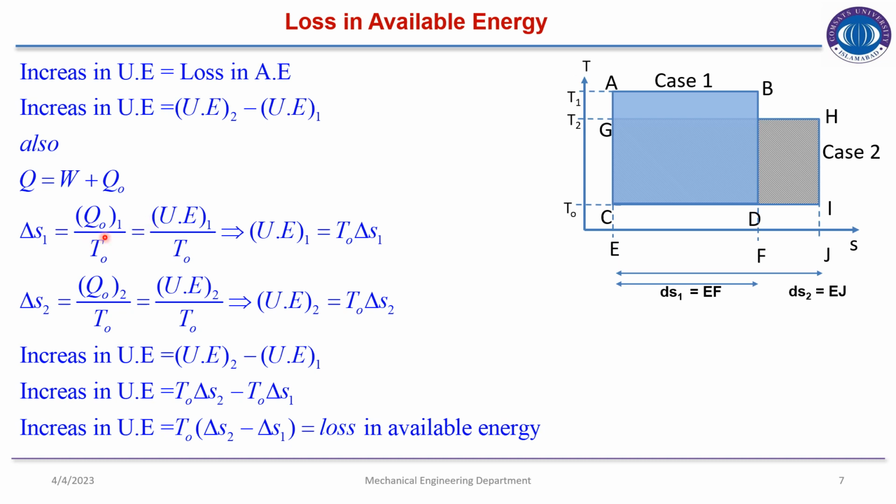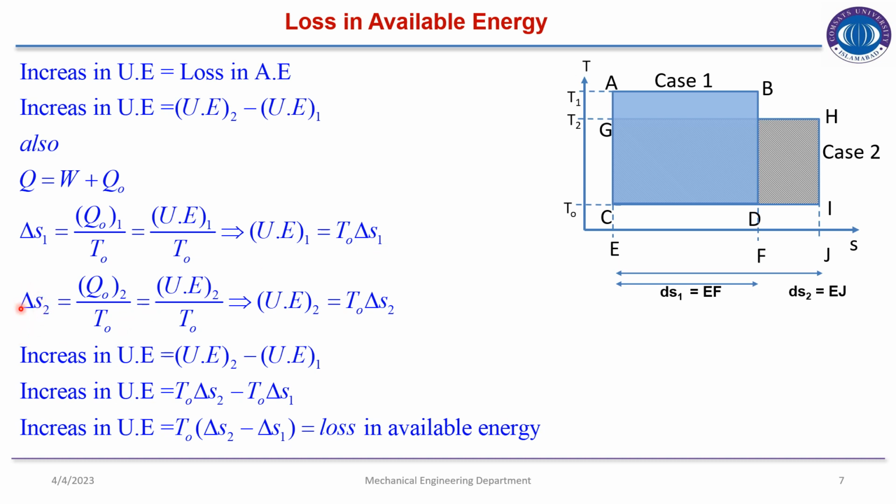So Q naught is unavailable energy 1 divided by T naught. T naught is the temperature of the ambient or sink. So T naught is moved to the left hand side, and the unavailable energy of case 1 is equal to T naught del S1.